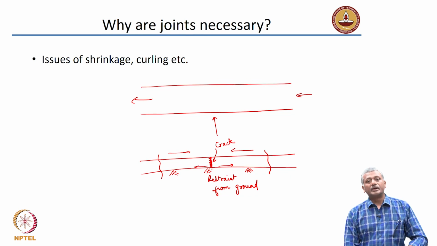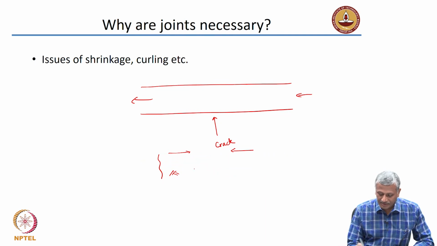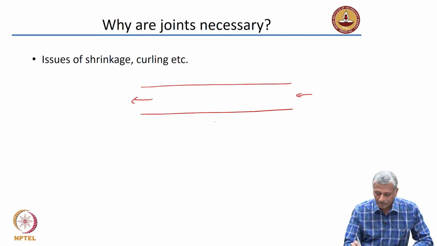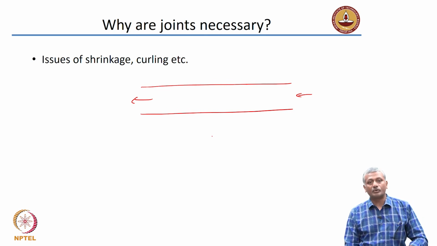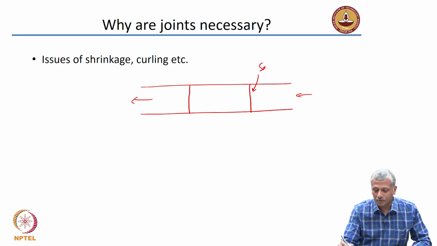So in jointed concrete pavements, what are we doing? We want to make sure that cracks don't appear in any location. In other words, we are predetermining the location of cracking. What do we do in that case? Let's say this is again the strip of concrete. What we are simply doing is cutting joints. We use a concrete saw to cut these joints.